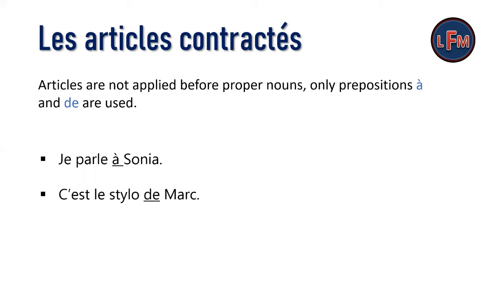One thing that is important to remember while using articles contractés: articles are not applied before proper nouns. Only prepositions à and de are used. For example, je parle à Sonia. I speak to Sonia. Here Sonia is a proper noun. It is a name, so we will not use les articles contractés. We use only à. I speak to Sonia. C'est le stylo de Mark. Here again we have the proper noun Mark. Then we will write it is the pen of Mark, not of the Mark.